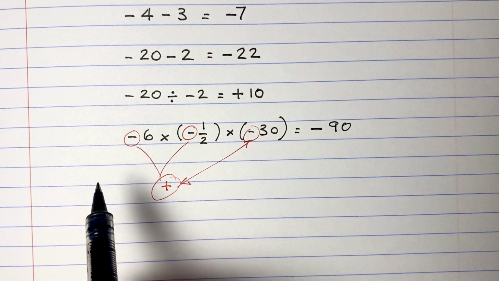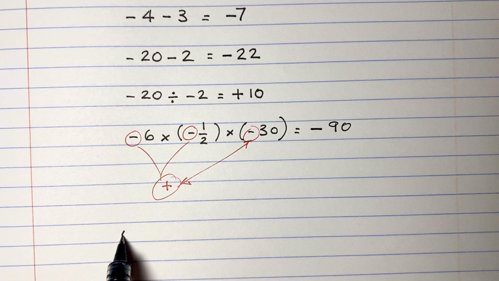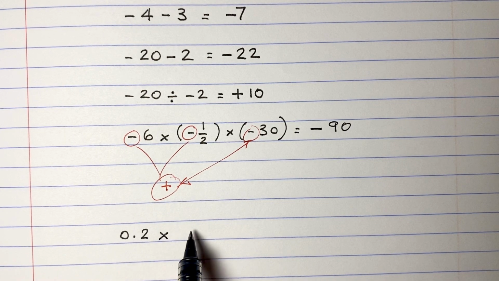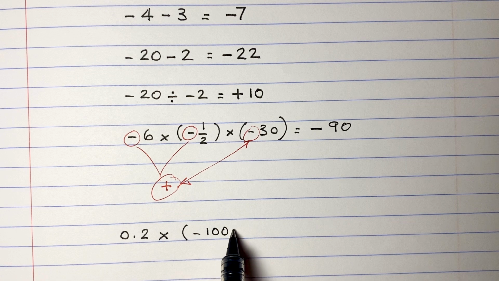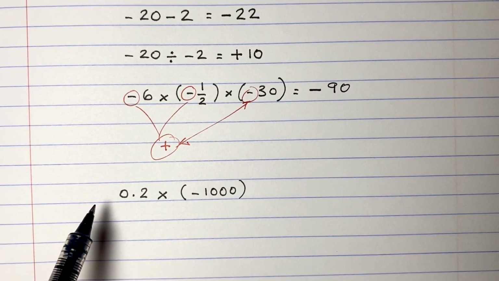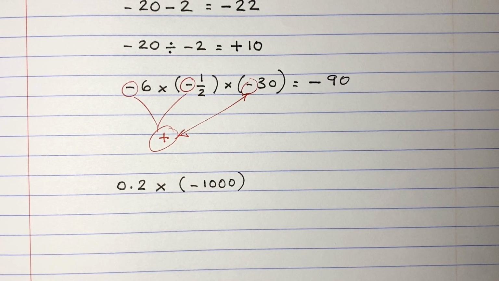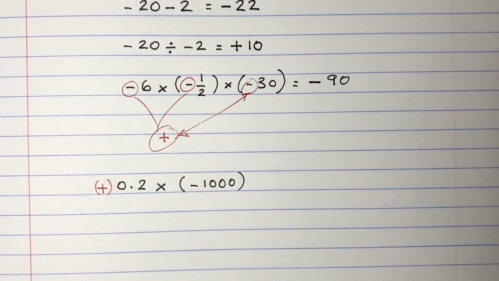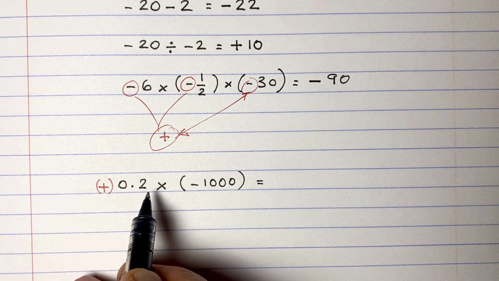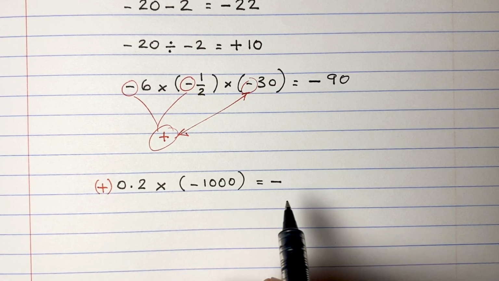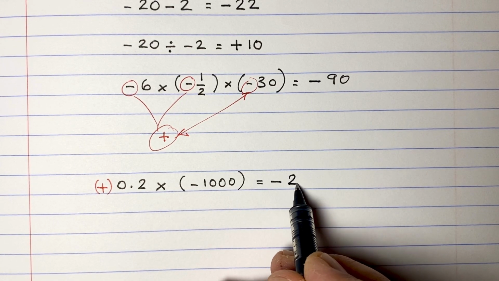Okay. Another one. 0.2 times minus 1,000. You may say, I haven't given you the sign of 0.2. Of course, no sign means automatically positive. If you want to put the positive yourself, then you can do that. So we have positive times negative is negative. 0.2 times 1000 is 200.